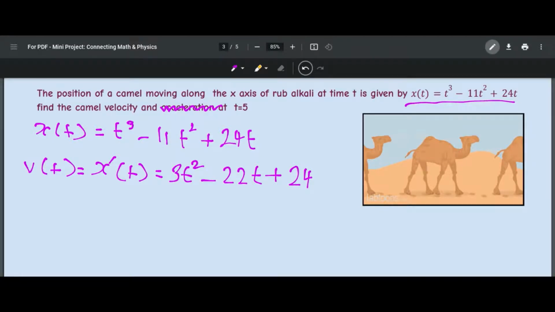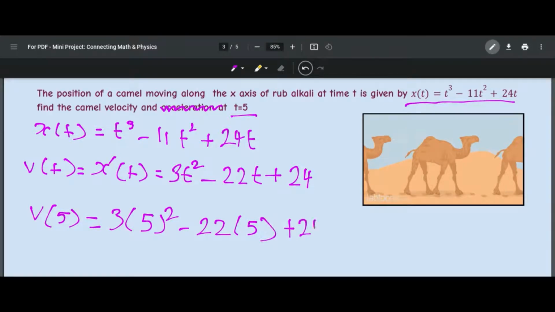And then we want to find the velocity at t equals 5 seconds. So we will write v of 5 equals 3 bracket 5 squared minus 22 times 5 plus 24, which will be minus 11 meters per second.